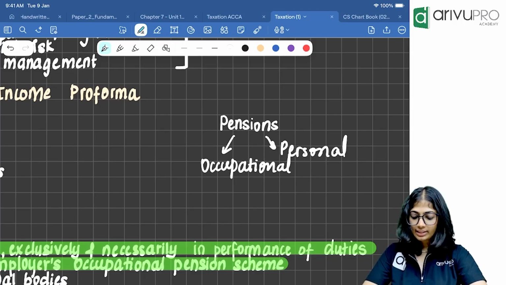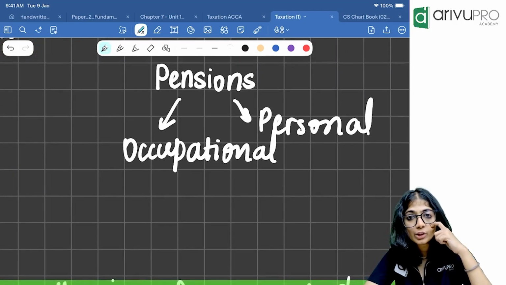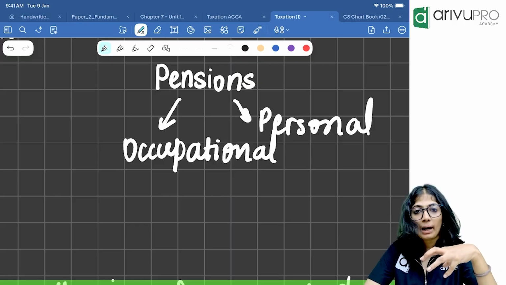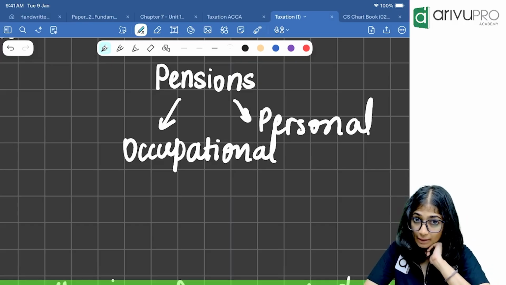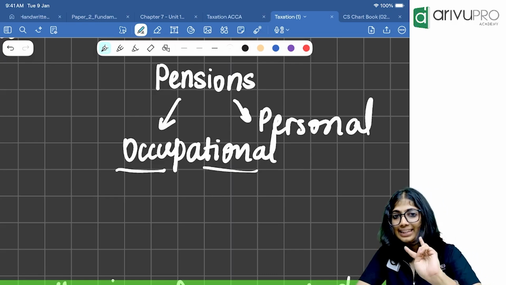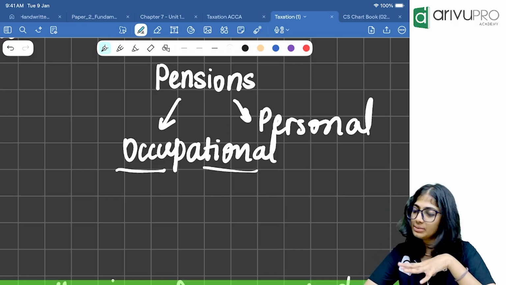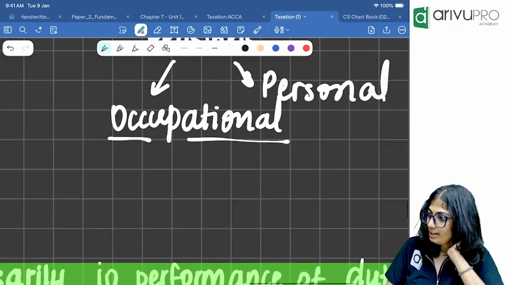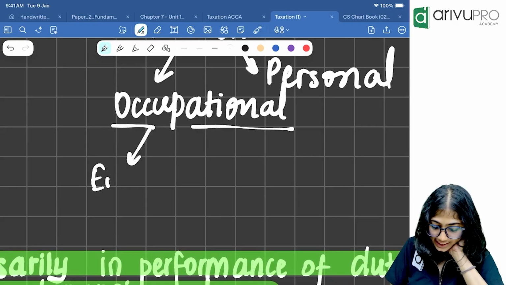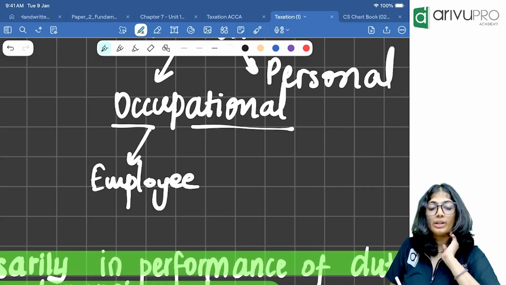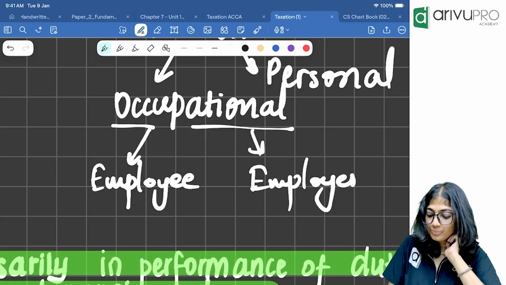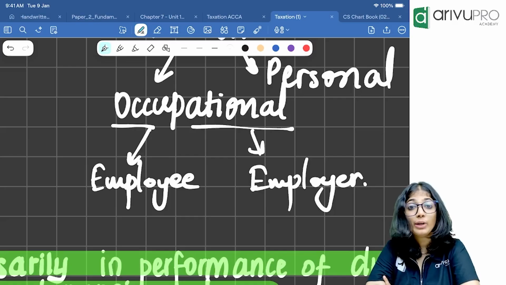The reason it's important is that employers are obligated to provide you that pension scheme. As per law, it is a requirement for them. So that's why you need to know the difference between these two. They are taxed differently. We will learn more about pension schemes in a later chapter, but all you need to know is that employers are obligated. In an occupational pension scheme, you as an employee contribute a little bit of money. Your employer also contributes a little bit of money towards your pension scheme, your EPF.